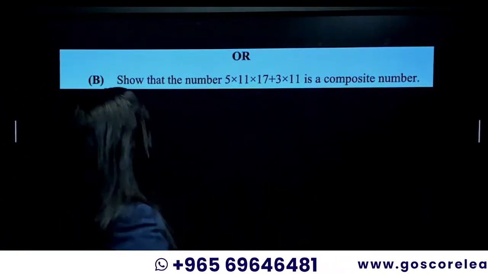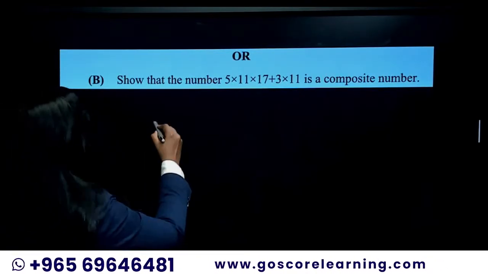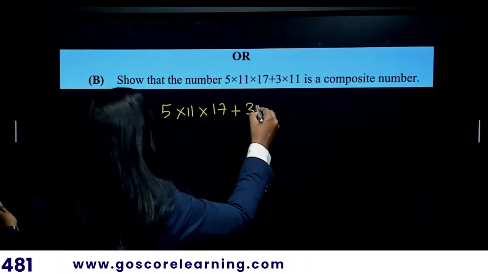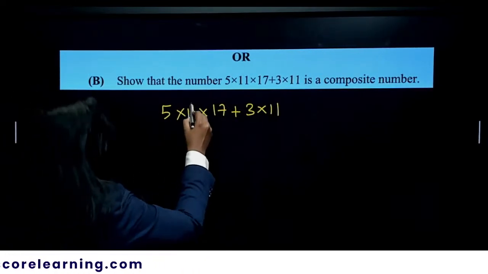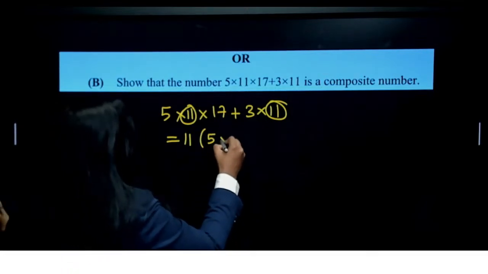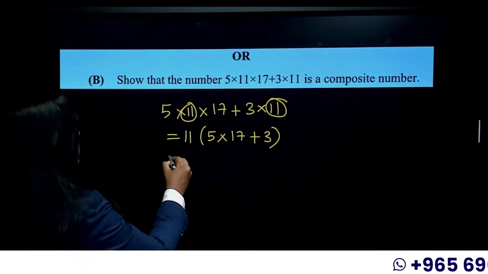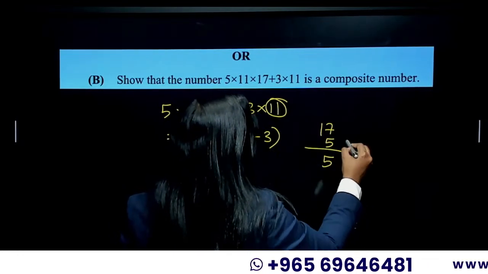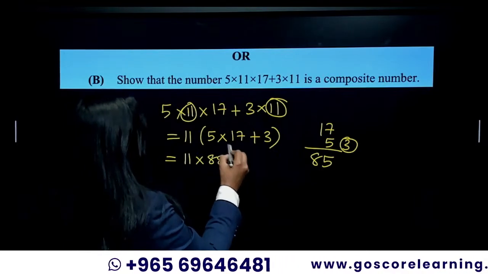And the next question is: show that the number is a composite number. Show that the number 5 into 11 into 17 plus 3 into 11 is a composite number. How will you prove that? You have 11 as a common factor, so take it outside. Then 5 into 17 plus 3 is inside. So this is equal to 11 into (5 into 17 plus 3). 5 sevens are 35, then 85 plus 3. 85 plus 3 is 88.